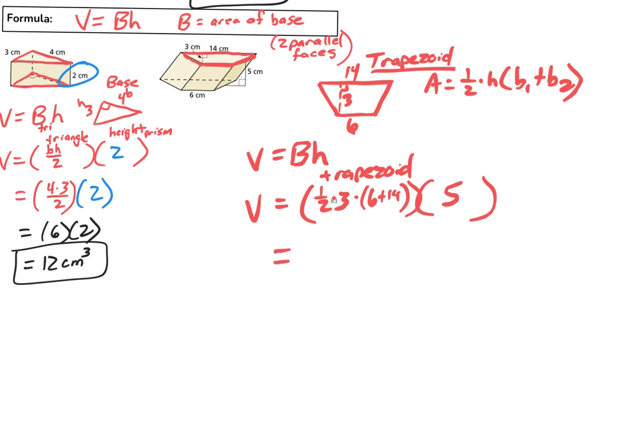What I would do over here is do all of this first, right? Order of operations. So here we have parentheses within parentheses. So here I'm going to do the parentheses inside the parentheses first. 14 plus 6 is 20. 20 times 3 would be 60 divided by 2. This whole parenthesis becomes 30. My height of the prism is still 5.